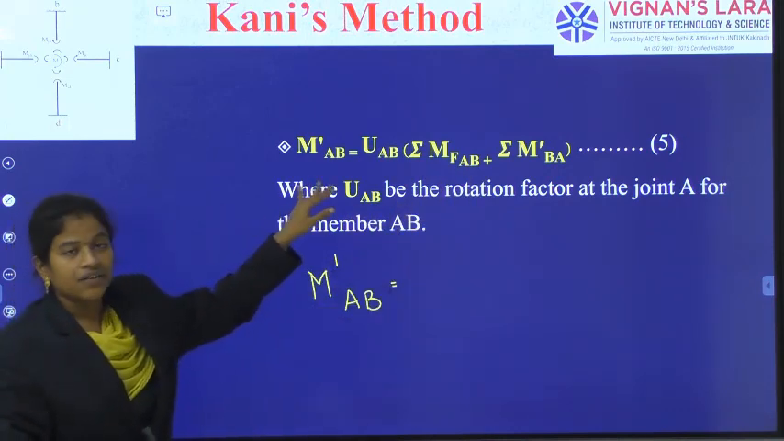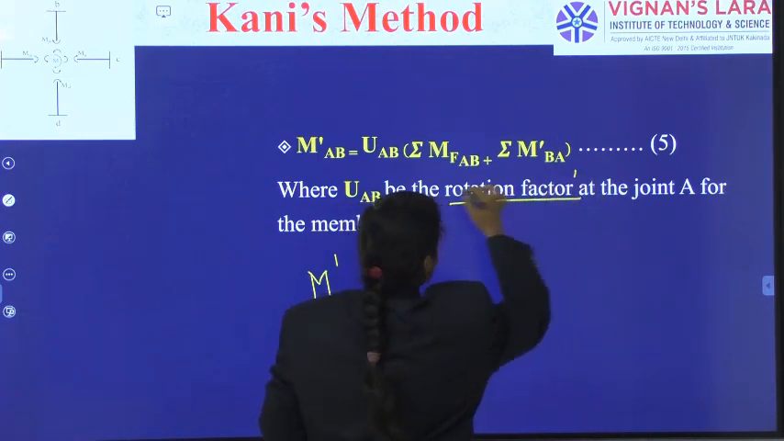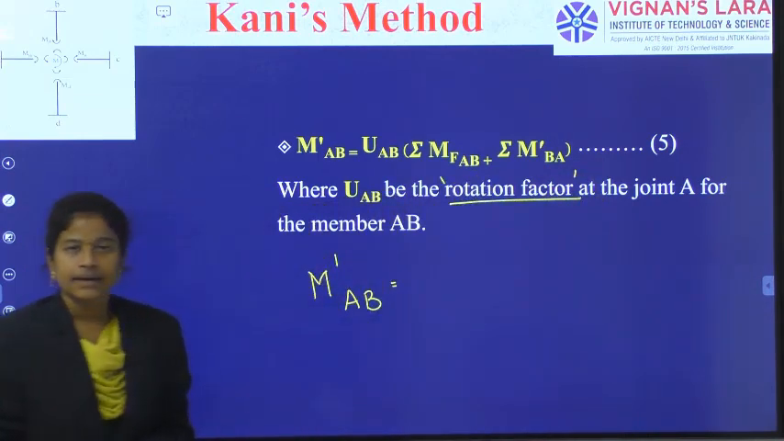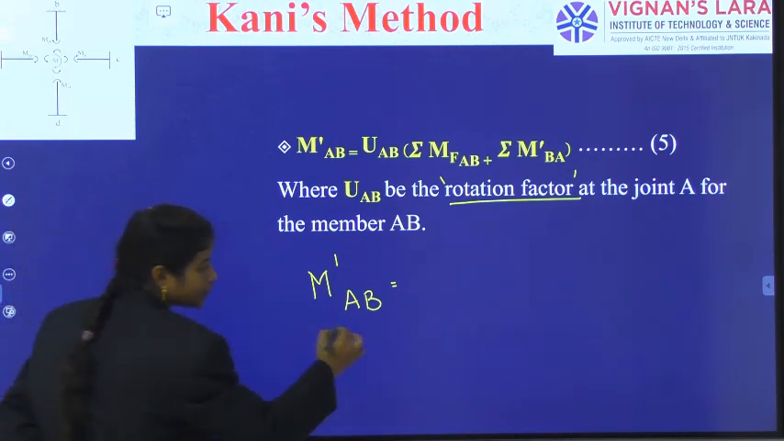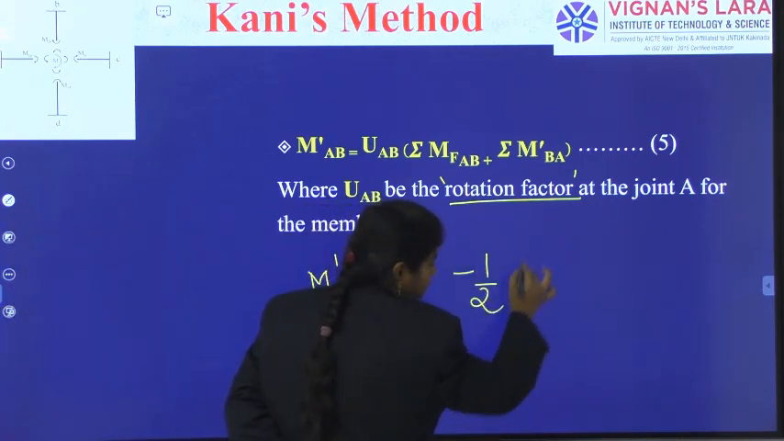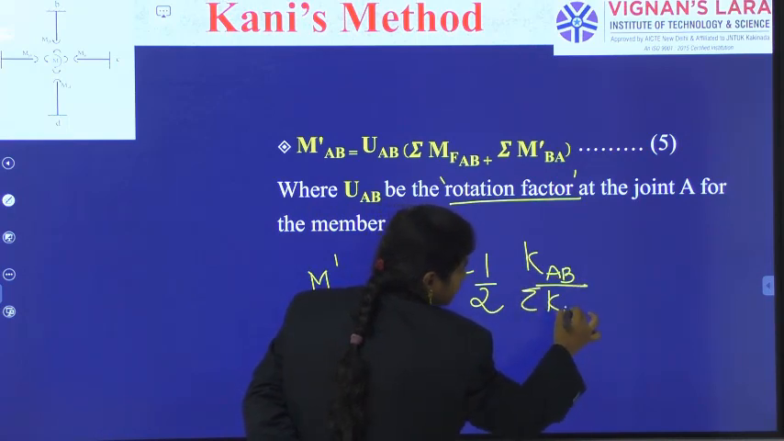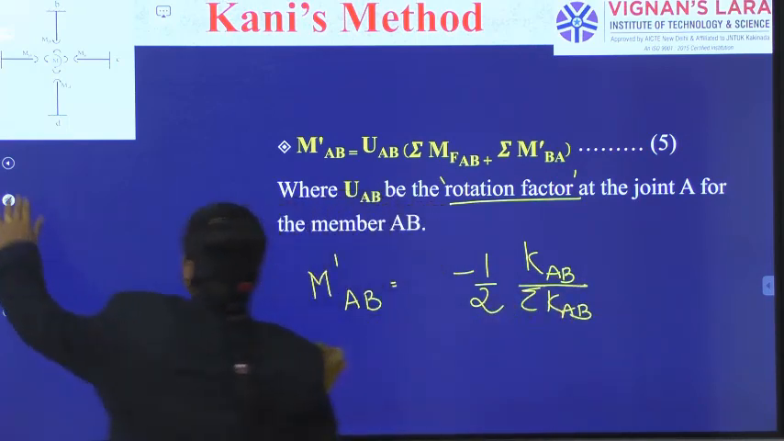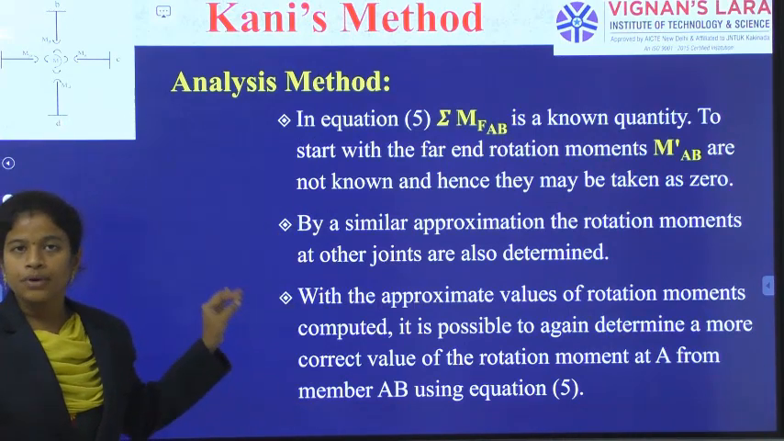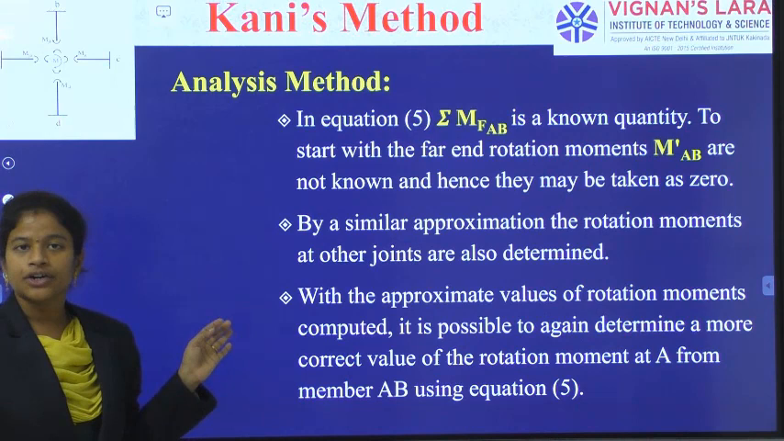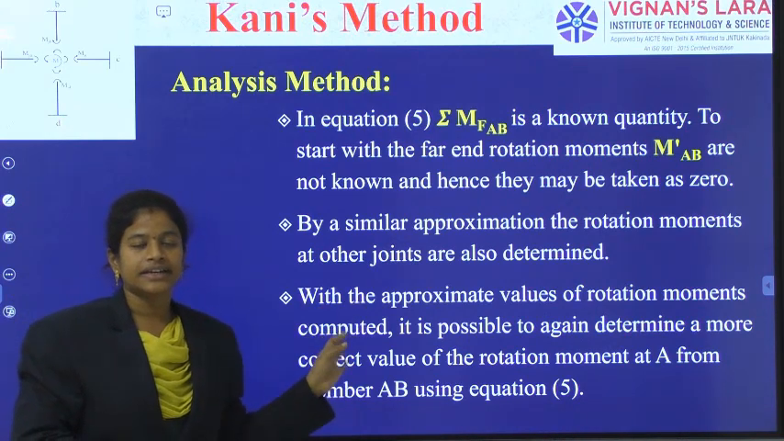Okay, in this way our rotation factor was replaced. So this rotation factor UAB is equal to minus half KAB by sigma KAB. Okay, the next term is how we are analyzing the particular problem using this Kani's method or the rotation contribution factor method. Okay, this concept we will deal with in the next class.